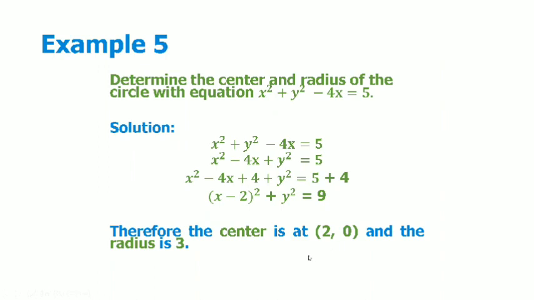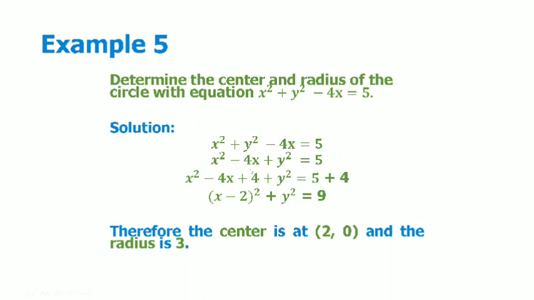Okay, so we have now the fifth example. Determine the center and radius of the circle with equation x squared plus y squared minus 4x equals 5. First step, write the given. So we have x squared plus y squared minus 4x equals 5. Put together the terms with the same variables, which is x squared minus 4x plus y squared equals 5.